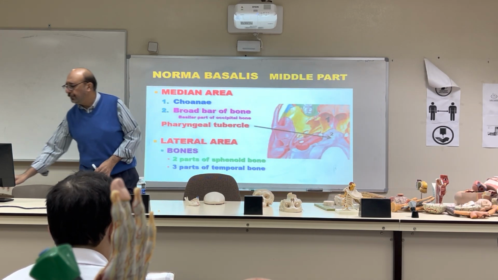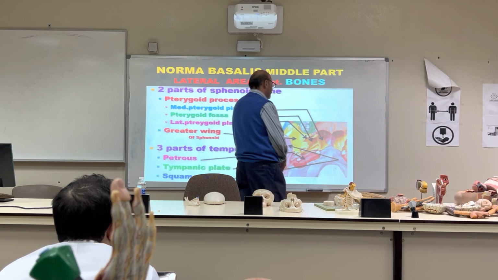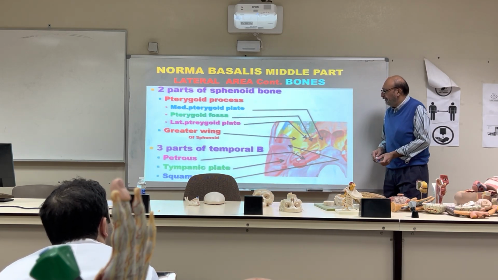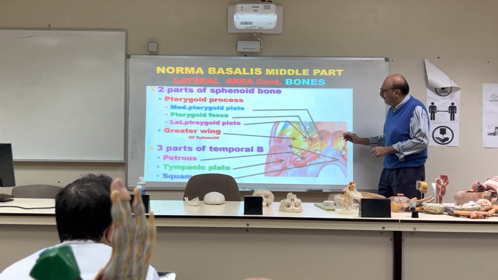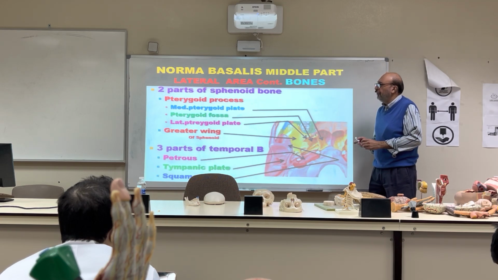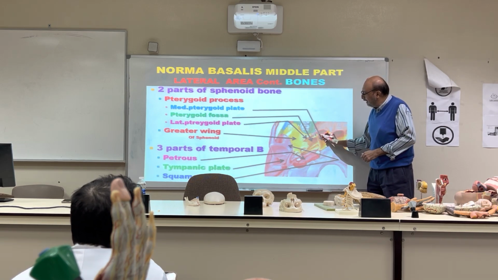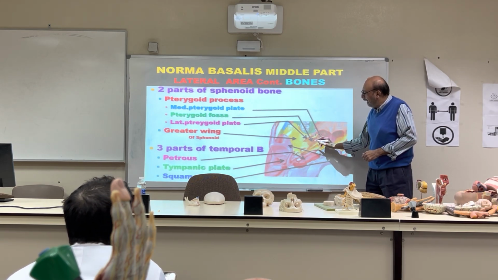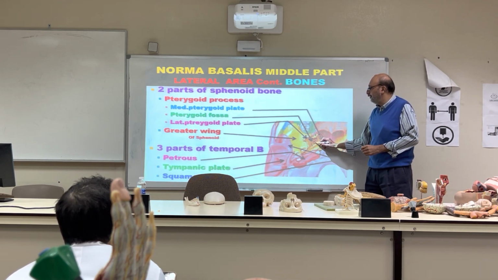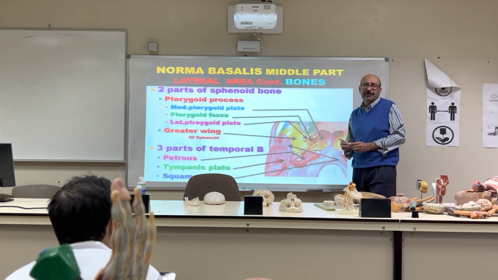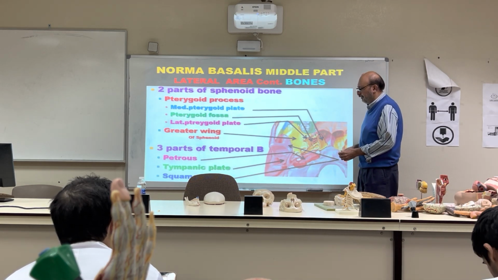Sphenoid bone, yes. This is a crowded slide. I'm sorry for that. Still, we can identify a lot of structures. Just lateral to the choana, I have here a thick part of the bone known as the pterygoid process. It gives you two plates, a medial pterygoid plate and a lateral pterygoid plate, and in between them is the pterygoid fossa, and this is concerned with the muscles of mastication.